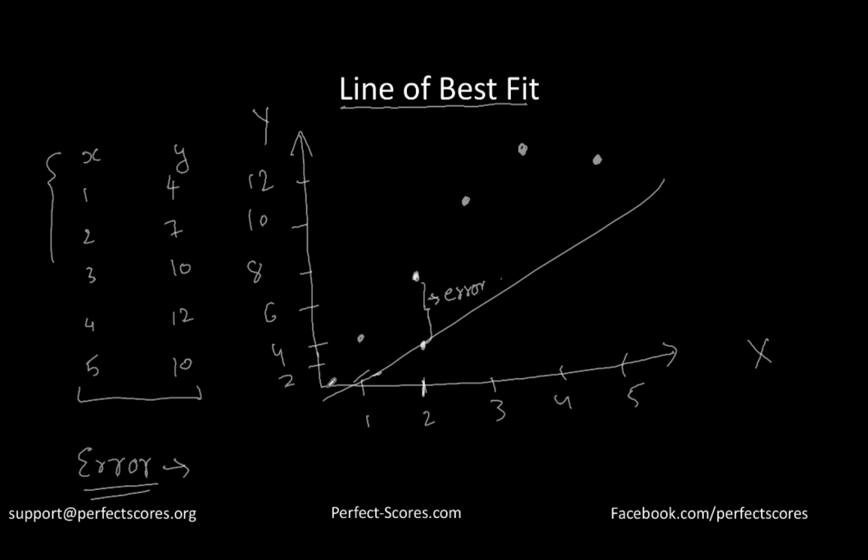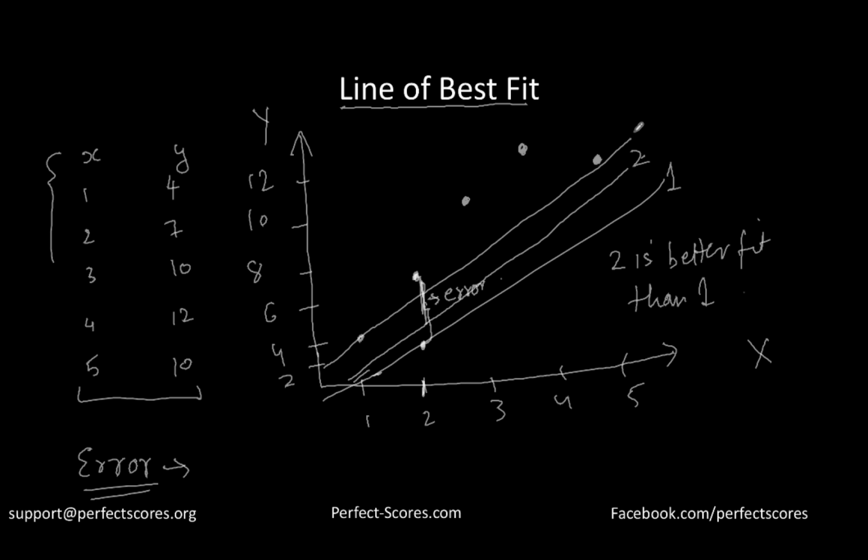So how do I reduce this error? To reduce this error, I can make the line a little bit like this. So this is another error, but it is smaller than the previous error. Suppose this is line 2 and this is line 1. I can say that line 2 is a better fit than line 1. Similarly, line 3 is a better fit than line 2, and line 4 is a better fit than line 3.